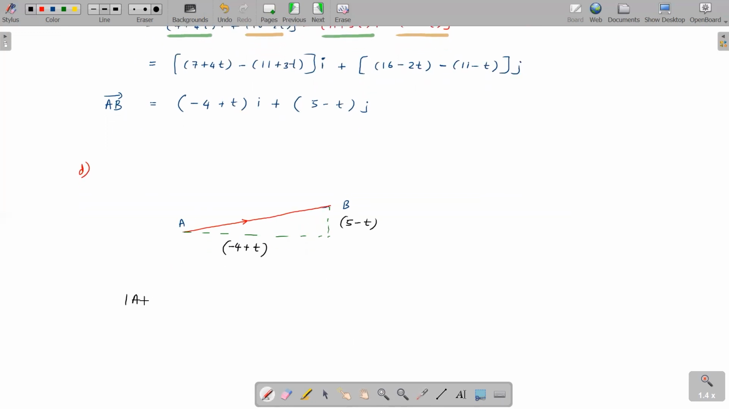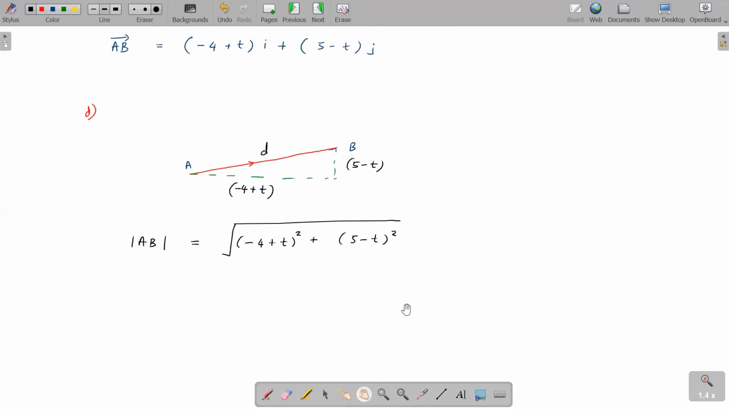If you take the magnitude of the AB vector, you get the distance from A to B. The magnitude of AB is the square root of (minus 4 plus t) squared plus (5 minus t) squared. If you take the root of it, you get the distance between A and B, the distance D. Okay, distance D, shall we open this? This is the root of (minus 4 plus t) squared.